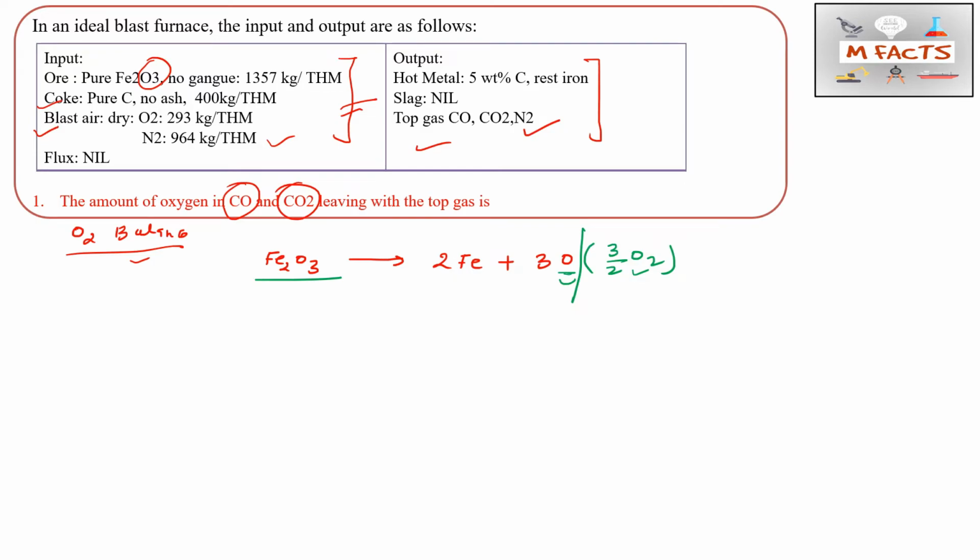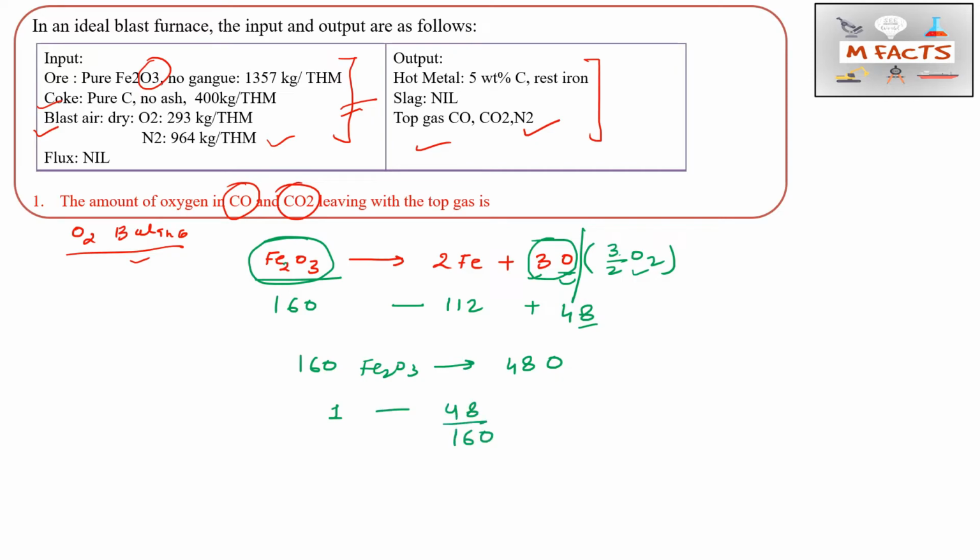So this is the weight. The molecular weight of Fe2O3 is 160, and this 160 will produce 112 of Fe, and 3O means 16 multiplied by 3, which is 48. Now you understand how to calculate this molecular weight. Or if you do it by 3 by 2 O2, that is 3 by 2 into 32, which also comes to 48. Here we are balancing oxygen. Oxygen is coming from this ore, meaning 160 of Fe2O3 can give us 48 of oxygen, so one unit will produce 48 by 160.